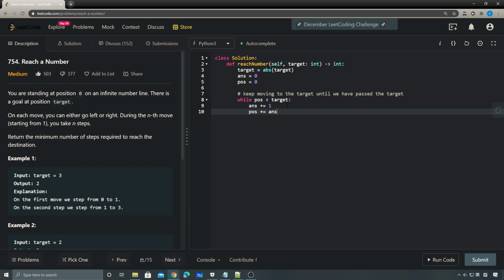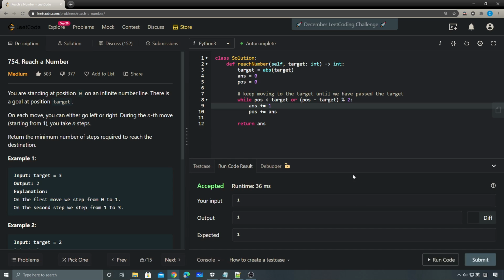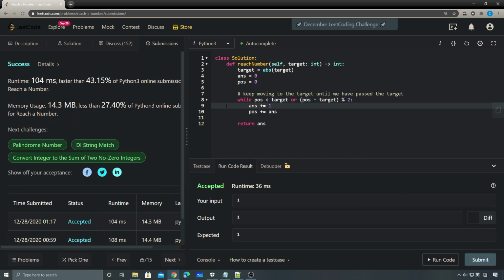Actually, we can do this. We can do a while loop: while the position is smaller than the target, or the position minus the target divided by two is not even, we keep increasing. And then we can just return the answer here. Okay, let me try to run this one. If this works, I will try to explain it. Yeah, this one works.